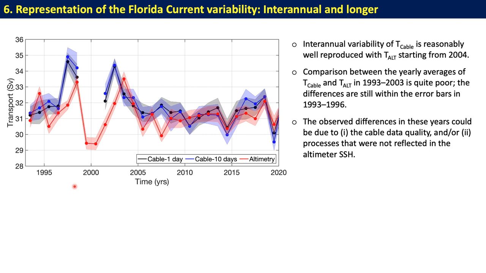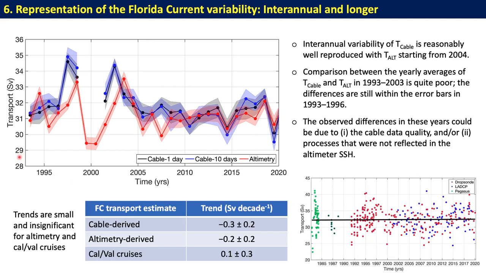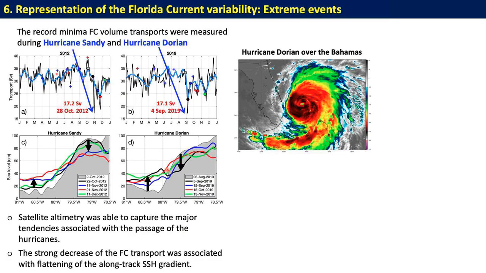The seasonal cycle of the Florida Current transport has been investigated earlier, and it has been shown that the amplitude of the seasonal cycle is about 2 Sverdrups, with transports being stronger in summer and weaker in fall. Earlier, Baringer and Larsen, and later Meinen and colleagues also showed that the seasonal cycle present in the cable data is different for different periods. In particular, in the 90s, the seasonal cycle exhibited a stronger semi-annual component. However, Meinen and colleagues noted that this difference is statistically insignificant due to the shortness of the time series.